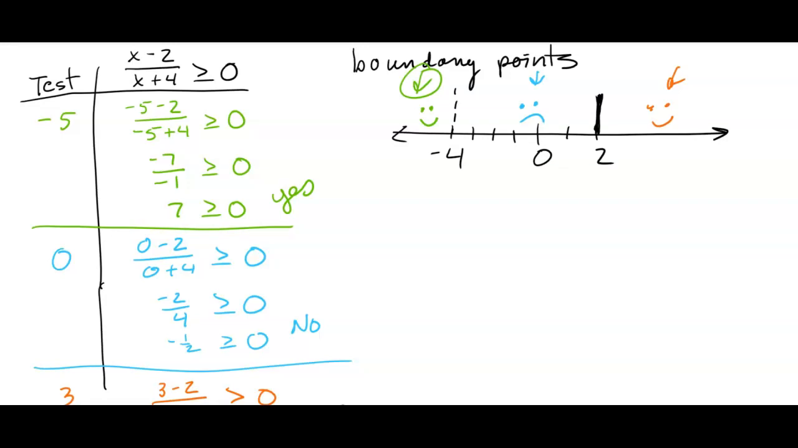Now, all of that is our work, and it is a lot of work. You've got to find the boundary points, divide the number line up, pick a test point in each section, and see if it works. Okay, now we're going to write the answer, and we're going to use interval notation.